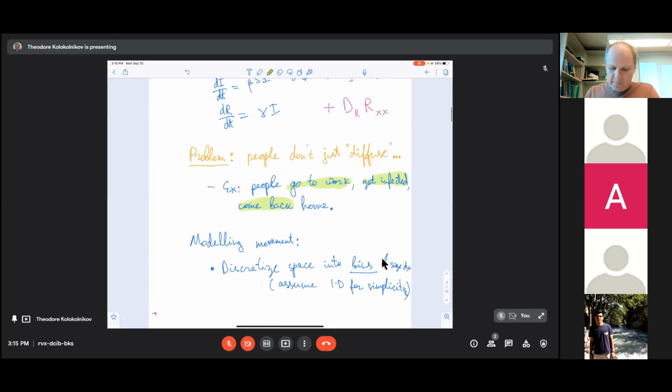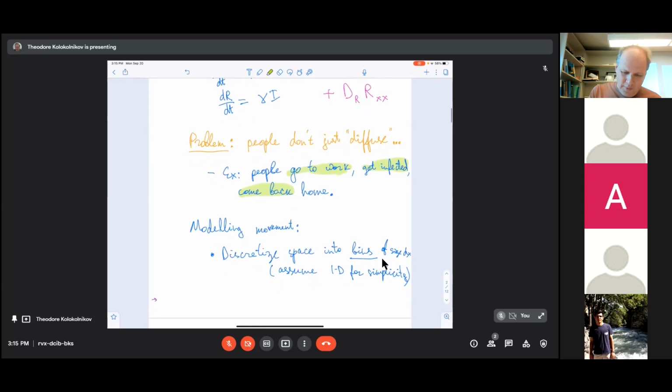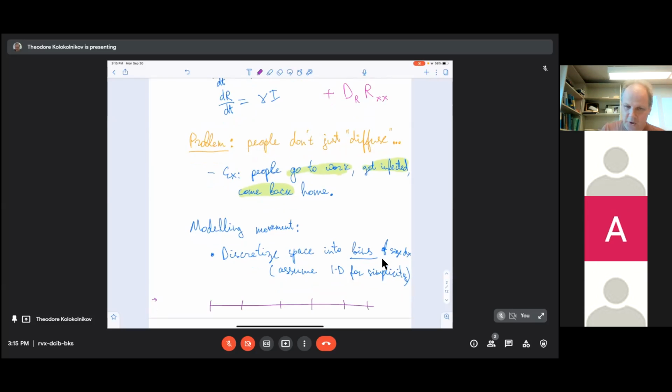Okay, so how are we going to model this idea of going somewhere, getting infected, and then coming back home? That's the key thing. What we're going to do is discretize first. To start with, I'm going to take a space and discretize it into bins. Let's just say in one dimension. You can do the same thing in 2D, and in each bin you'll have some population. The number of susceptibles in each bin will be denoted by S1, S2, S3, S4, etc. And the same thing for infected and so on, right?